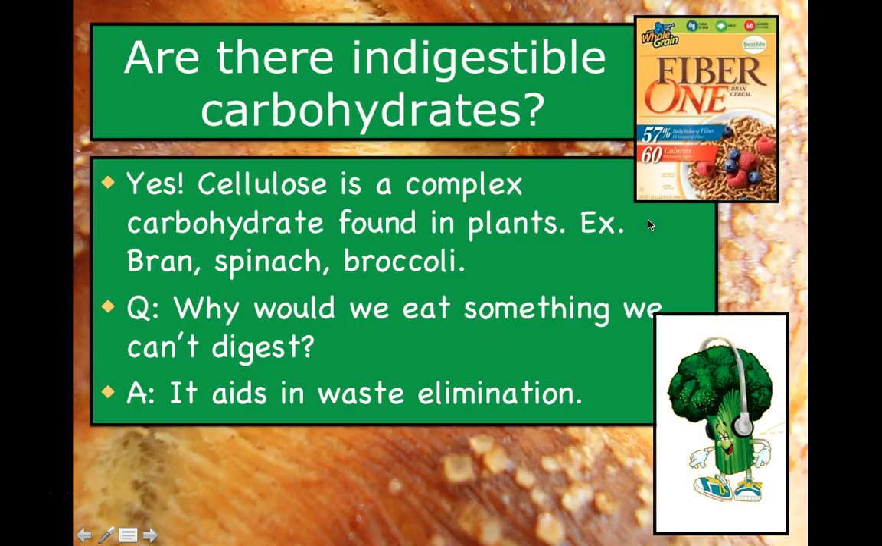So are there any indigestible carbohydrates? Cellulose is the number one carbohydrate that humans cannot digest. Our bodies just don't have enough enzymes to break down cellulose. It's too complex of a carbohydrate. Like I said before, cellulose is found in the cell wall of plants, and the more complex that plant is, the more cell walls there are, therefore the more cellulose there is, and it's a lot harder to break that down. So the foods that have cellulose would be bran, spinach, broccoli, celery, anything that has that crunch to it.